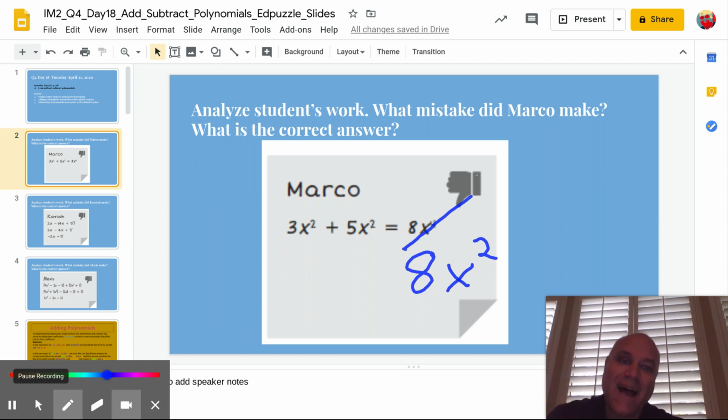Marco made the classic mistake. He did not combine like terms, right? So 3x squared plus 5x squared are like terms. We just add the coefficients and keep the x squared. So he should have got 8x squared. He may have been confusing it with multiplication, right? X squared times x squared is x to the fourth power. But this was addition. Let's look at the next one.